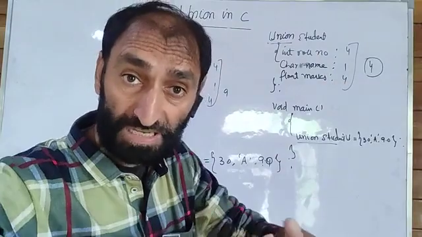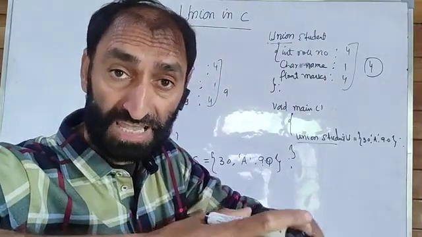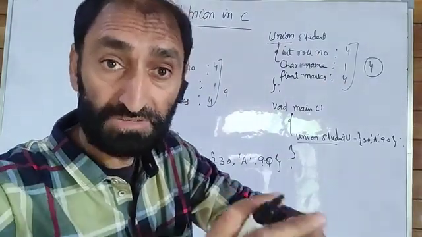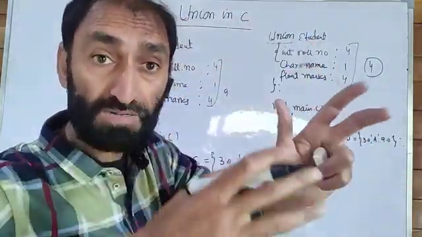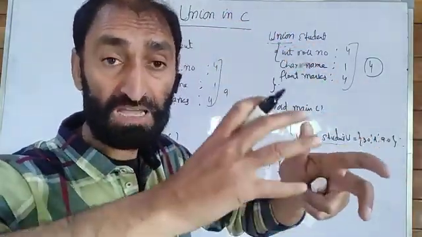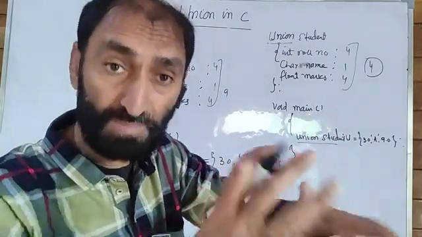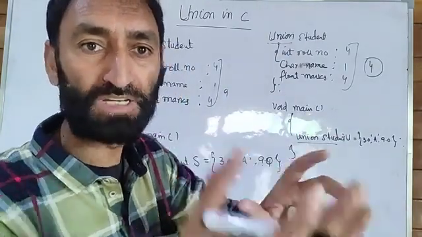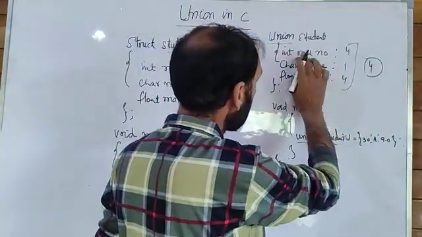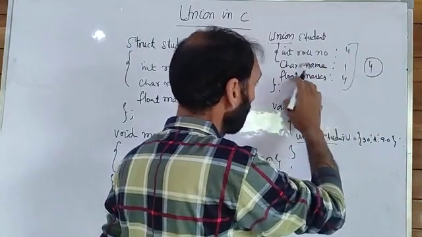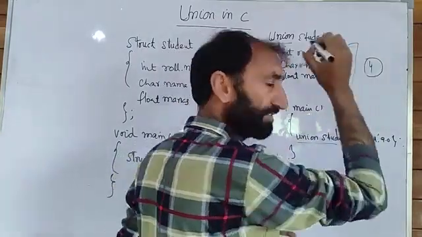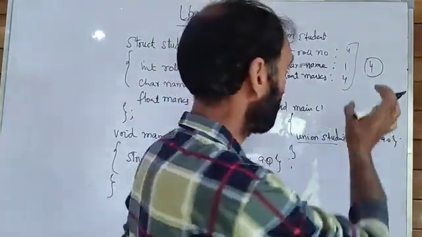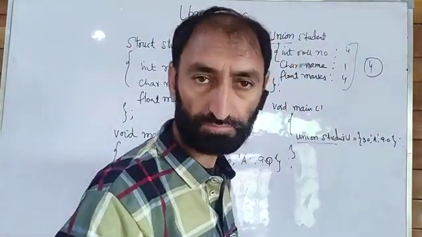For a union, the memory manager allocates the memory of the data type which occupies the maximum space. Here, the maximum space is occupied by int and by float, that means 4 and 4. Only 4 bytes of the memory will be allocated for this union.